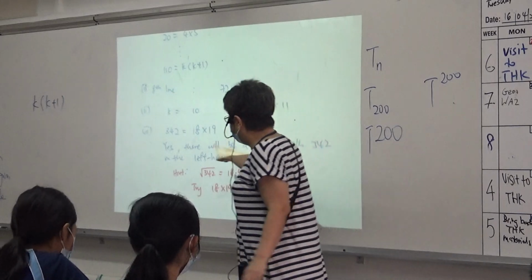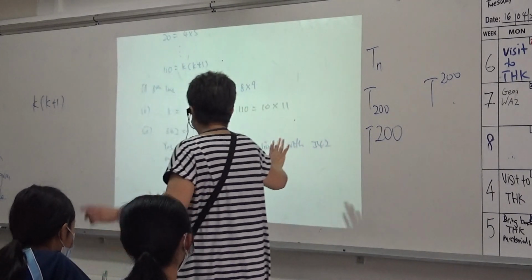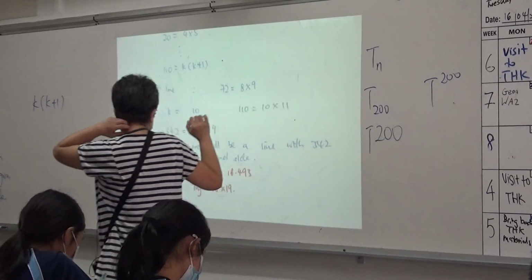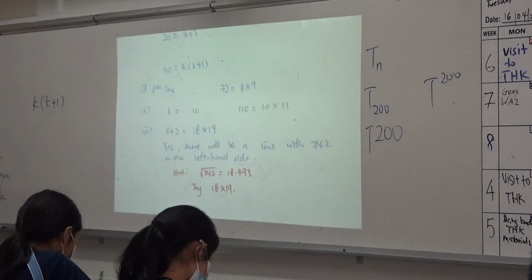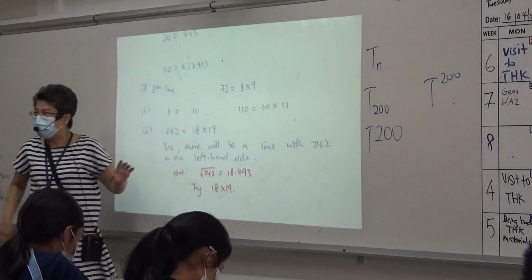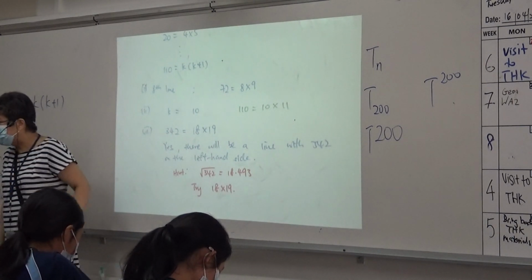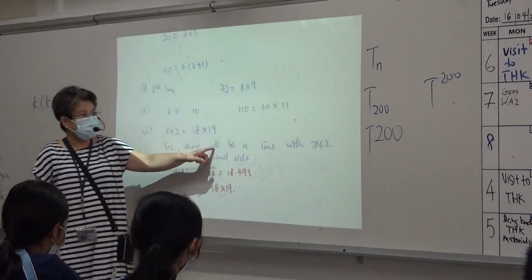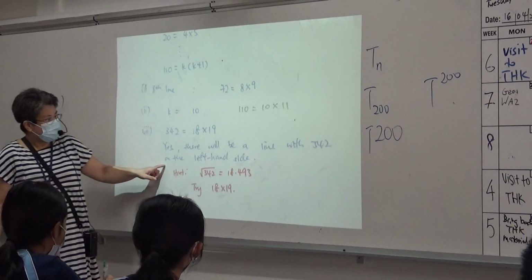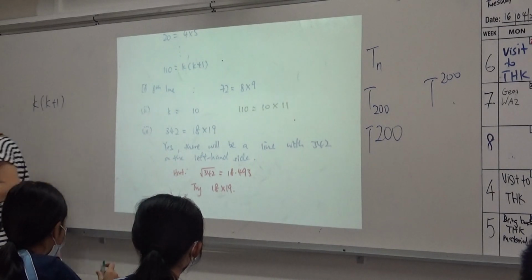Okay? Now, will there be a line with 342 dots? Now, you go and check now. 342 is actually 18 times 19. It must be consecutive numbers, right? So, yes, there will be a line with 342, okay, on the left hand side.